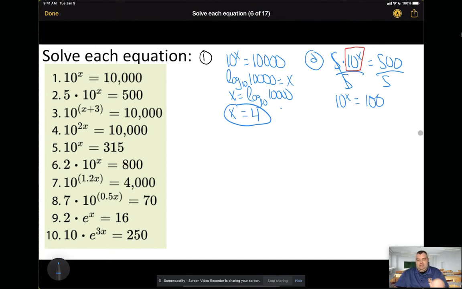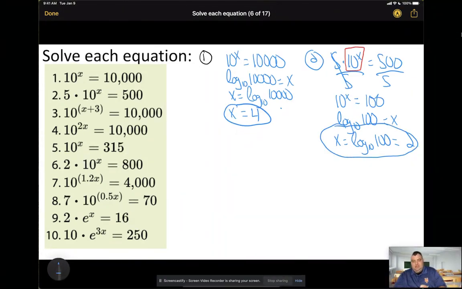Now I can rewrite this in logarithm form. So this is going to be log base 10 of 100 equals x. So x equals log base 10 of 100. And we should know that log base 10 of 100 is equal to 2, because 10 squared is equal to 100. So this is my answer to number 2.